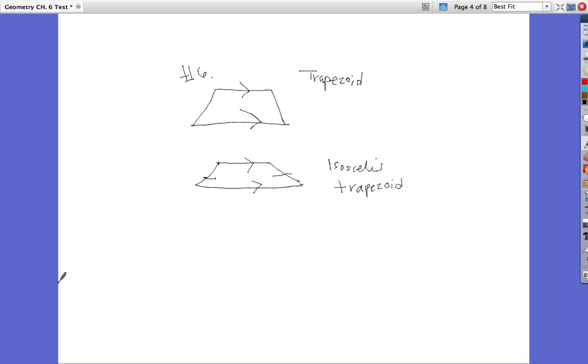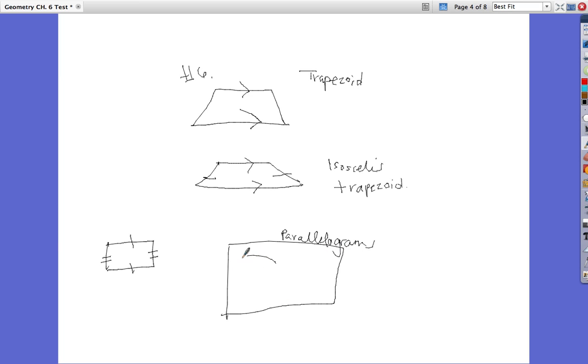Number 7 says, every rectangle is a parallelogram. This is true. A rectangle is a parallelogram. We saw that in the group of parallelograms, if all parallelograms live in this box, then rectangles are inside of that box. Rectangles are a special type of parallelogram, so every rectangle is a parallelogram.